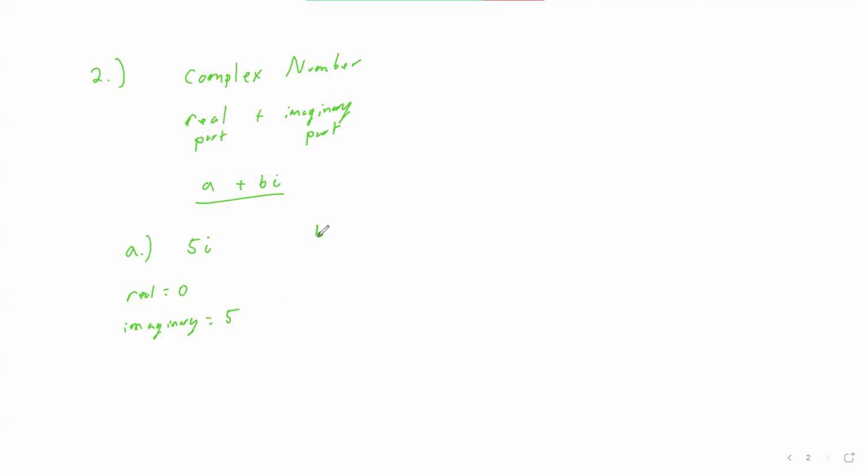All right, let's look at b. We have 14 plus square root of 7 i. So your real is 14, and your imaginary would be square root of 7.